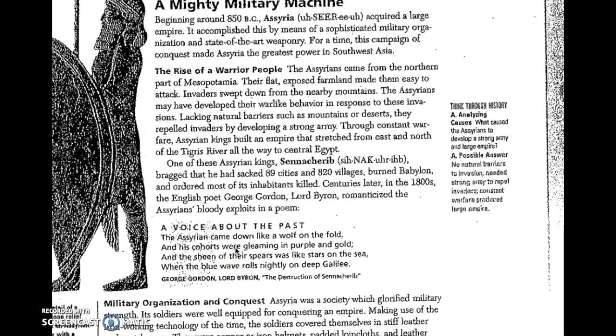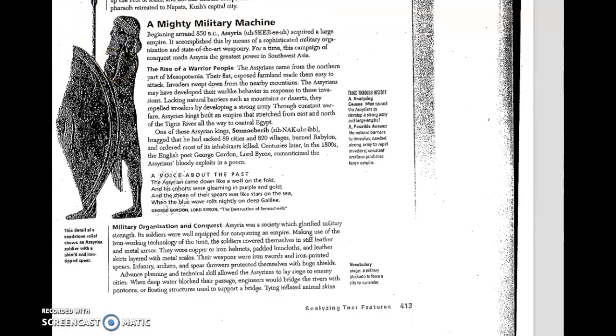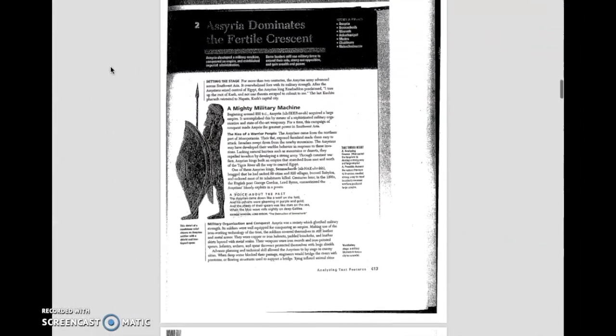Off on the right, think through history. Analyzing causes. What caused Assyrians to develop a strong army and a large empire? Possible answer: No natural barriers to invasion, needed strong army to repel invaders. Constant warfare produced a large empire. Take a look at the whole article.